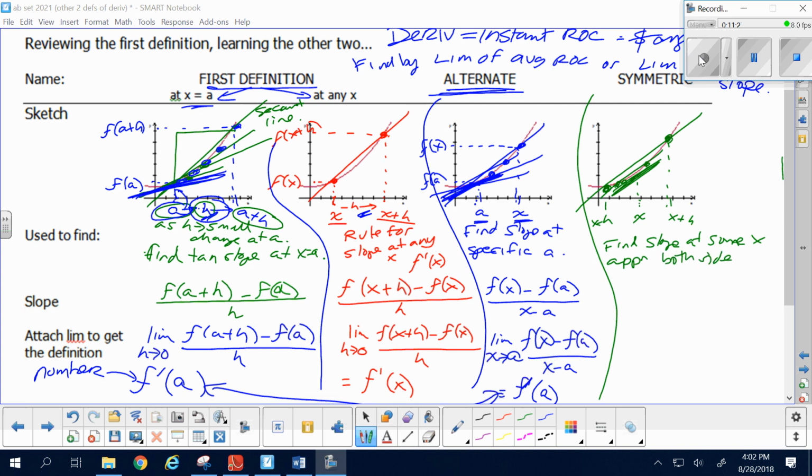All right, now in terms of the slope calculation, this y value would be f of x minus h. This y value would be f of x plus h. So when I go to calculate the slope, change of y is f at x plus h minus f at x minus h over change in x.